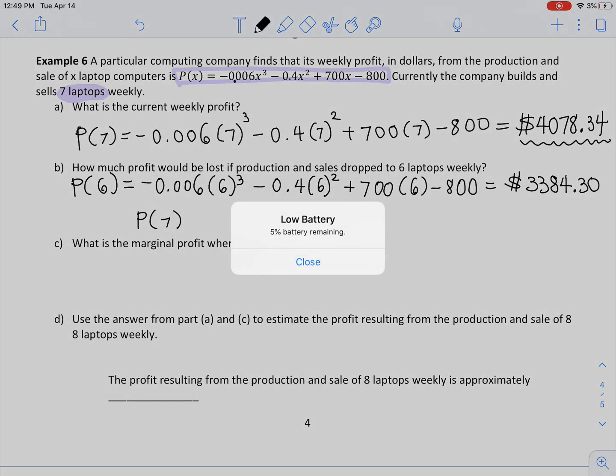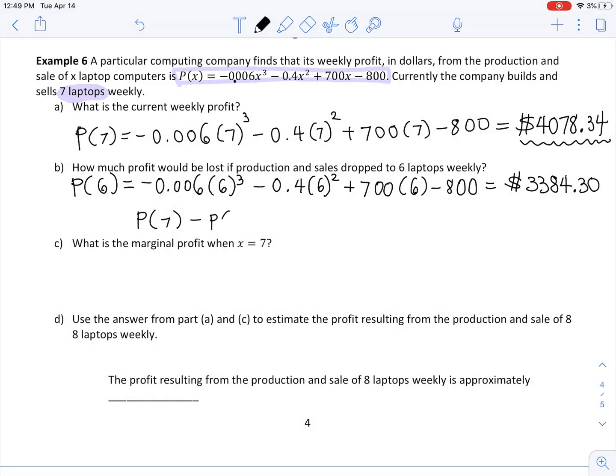So, how much profit would be lost if they make 1 less laptop? Well, simply find P of 7 minus P of 6. Subtract those 2 numbers that we just got.